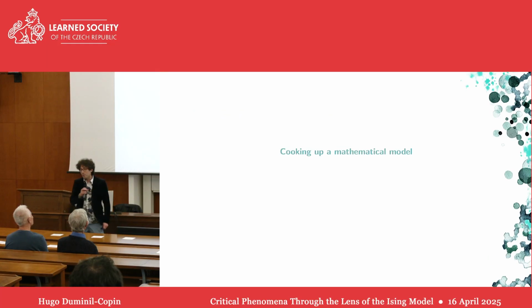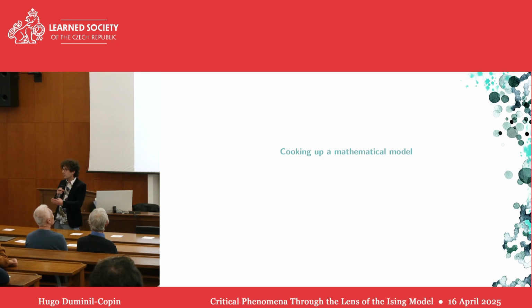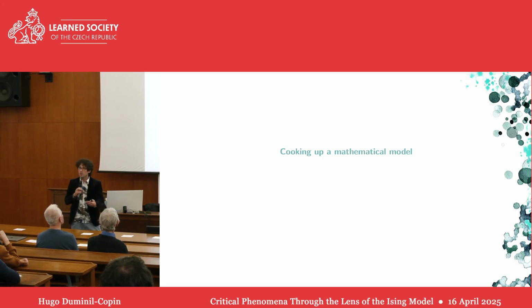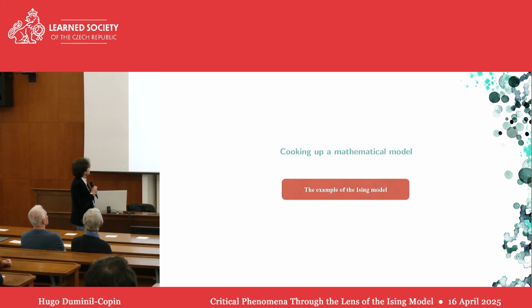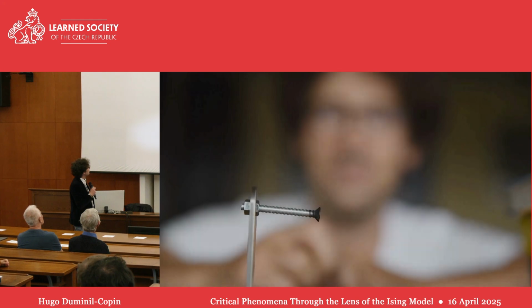So one thing we rarely do in a math talk is to justify why we are interested in a problem. So let me start by talking about cooking, right, or French cooking, or in this case it's more a German one, but cooking of a mathematical model. Why do we end up working on a certain model? And again, it's going to be the Ising model to start with.